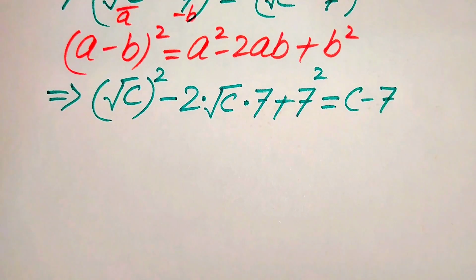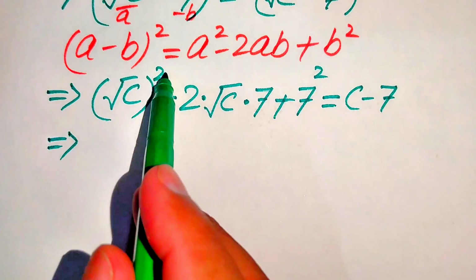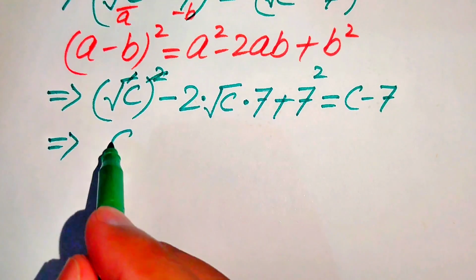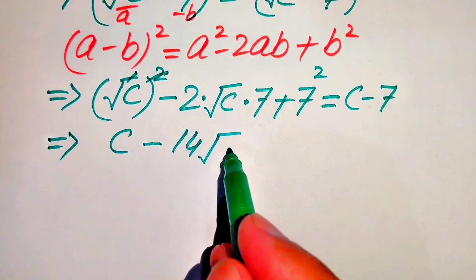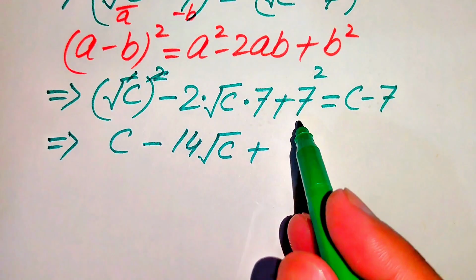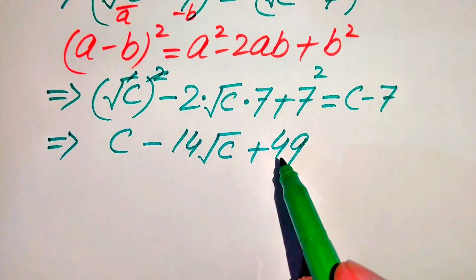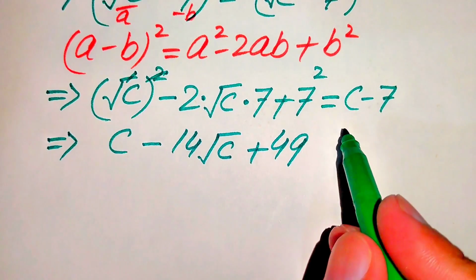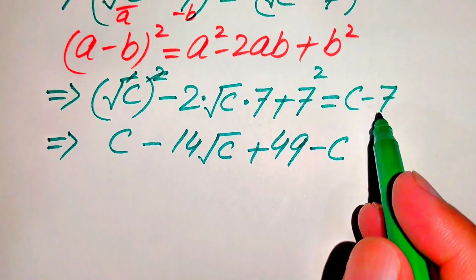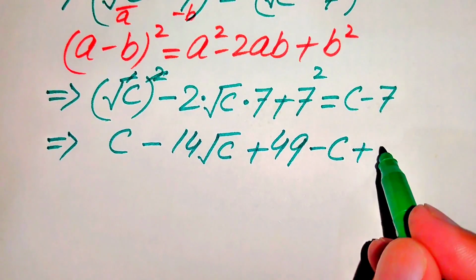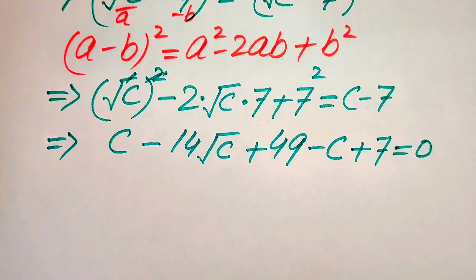In the next step we need some simplifications, and here we add or subtract the like terms. You see this 2 and this square root are gone and we get c minus, 2 times 7 becomes 14 times the square root of c, plus 7 squared is equal to 49, and here we move these two terms to the left hand side. This is plus c, when we move it to the left hand side it becomes minus c. This is minus 7, when we move it to the left hand side it becomes plus 7, and this whole equation is equal to 0.